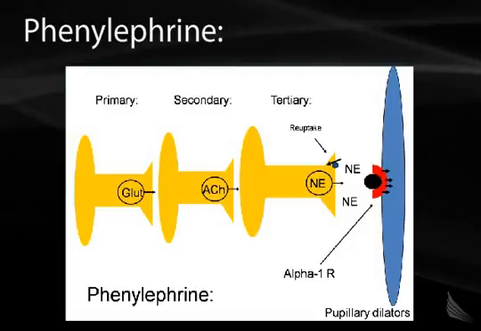Or it's also possible that maybe there's something wrong with the pupillary dilators. People could have infections or inflammation of the pupillary dilators. Something could be wrong with the alpha-1 receptors.